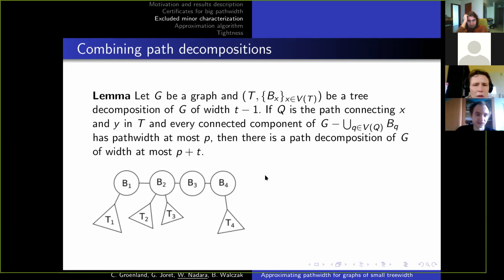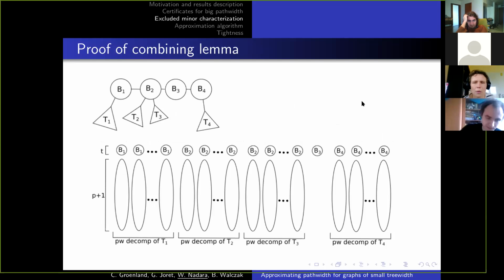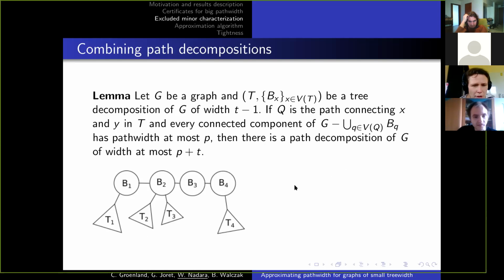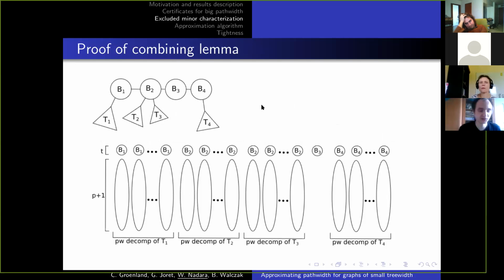And it's actually a pretty easy lemma. Why is that so? Sorry, excuse me, can we just repeat the lemma once more? If I have a path of bags in my tree decomposition, and from my graph G, I remove vertices that belong to them, if what remained has pathwidth at most P, then the original graph has pathwidth at most P plus t. Okay, thanks. Okay, and how do we prove that? We prove that by picture.